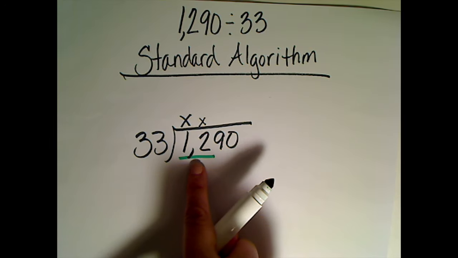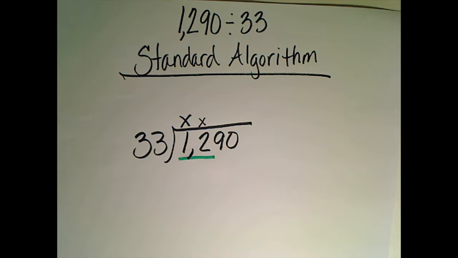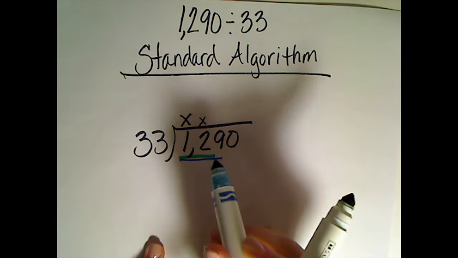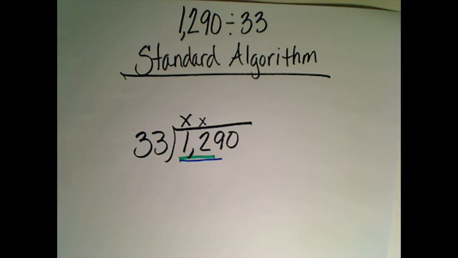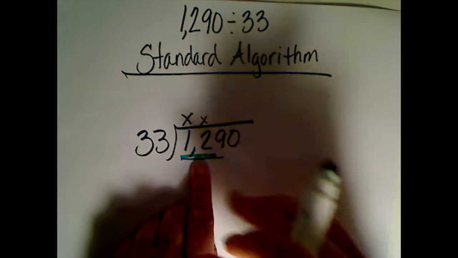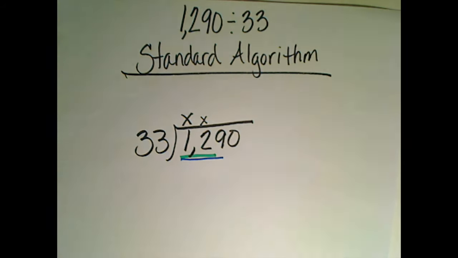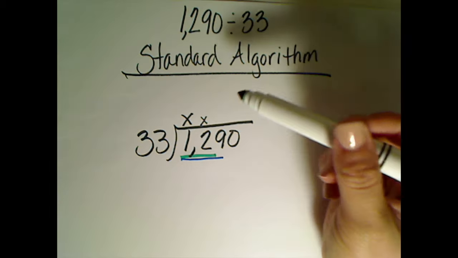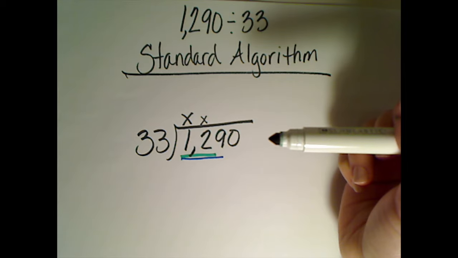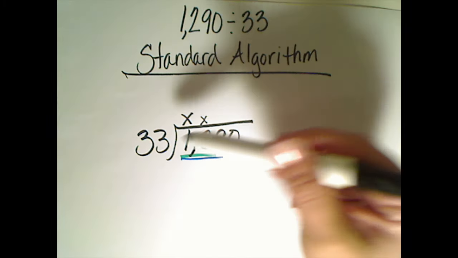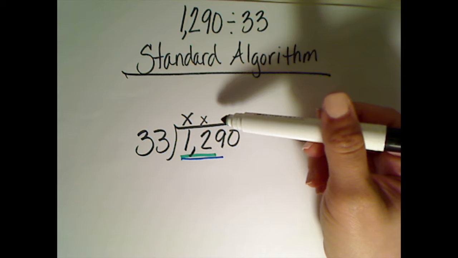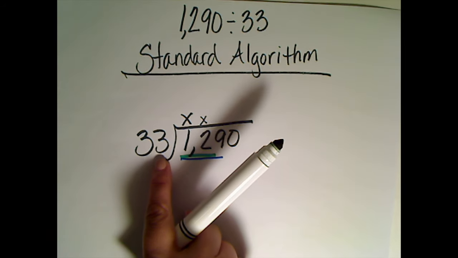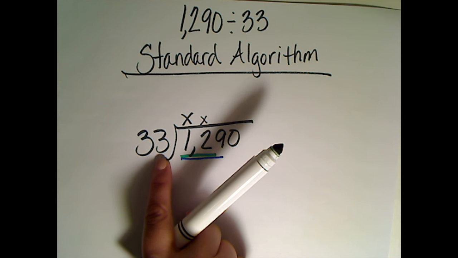So now we go into 129. Yes, 33 can be divided into 129. And the question is, how many times? Well, if I multiply 30 times 4, that gives me 120, but I have 3 of these guys times 4 left over, so that would be multiplied by 4 too, and that would be too much.